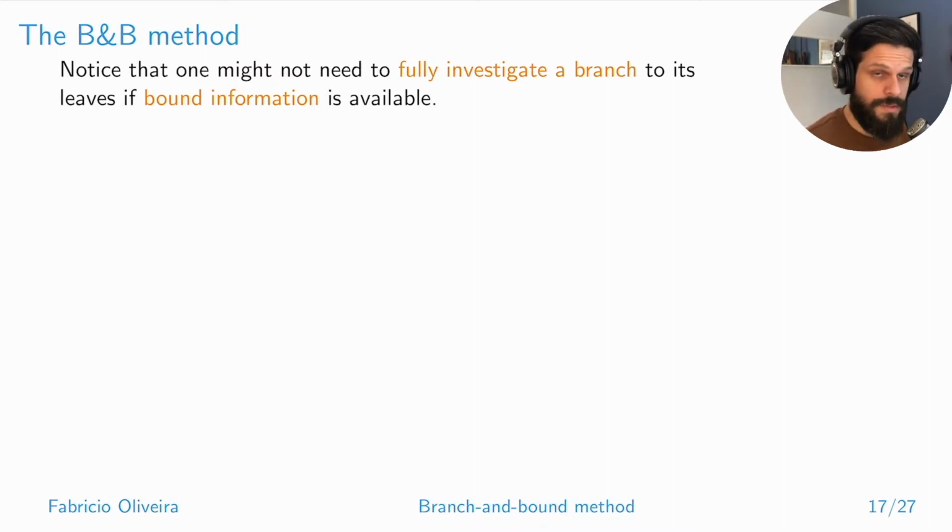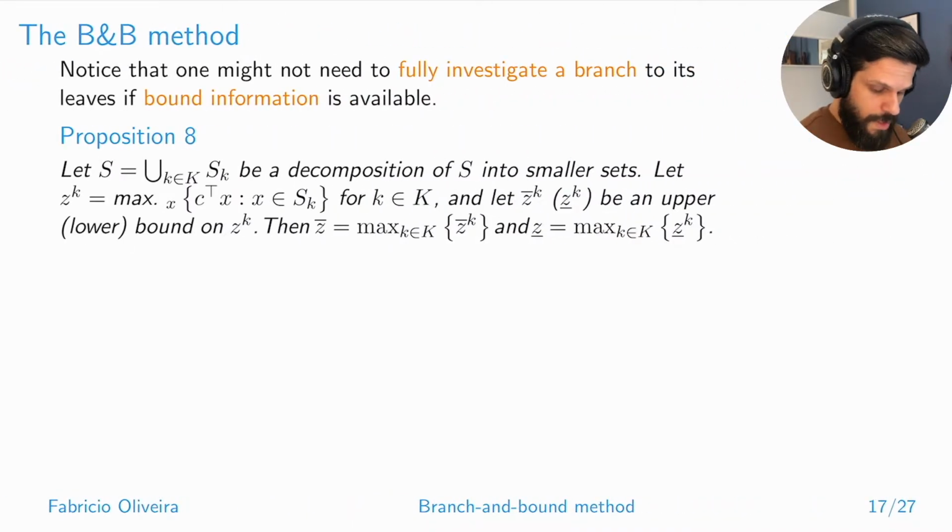So let's see how that can actually work. This comes from a general proposition that says the following. If you have a decomposition of your problem S, remember that we're in the maximization setting, and we have the optimal solution for each of our subproblems, our decomposition problems. We're calling these subproblems, by the way. So now let overline z_k and underline z_k be upper and lower bounds, in the context of maximization.